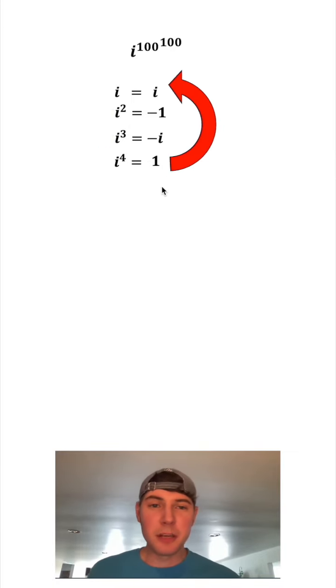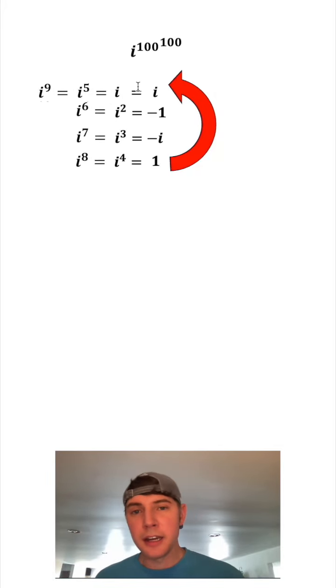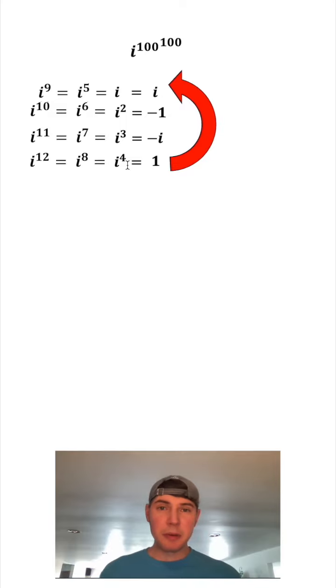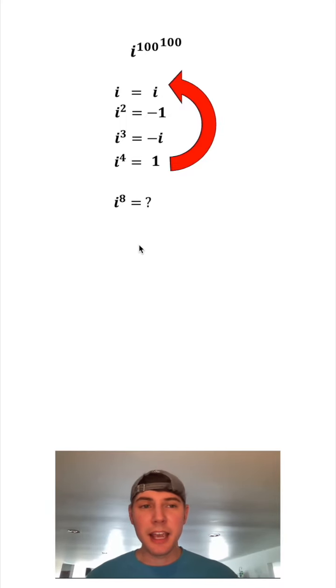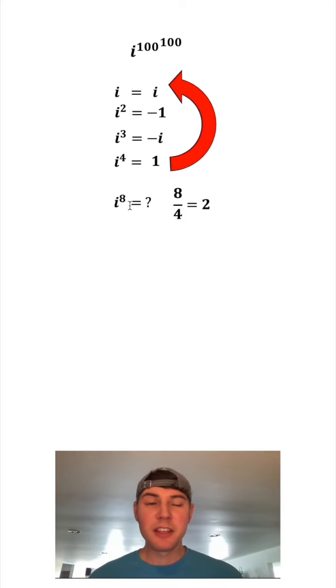And then this pattern is going to keep repeating. So i to the 5th would end up being equal to i, and then i to the 6, 7, 8, 9, 10, 11, 12. And it just keeps repeating every 4. So if we have something like i to the 8th, if we take that exponent and divide it by 4, and it's equal to a whole number 2, we know that this i to the 8 just went through the cycle twice and ended up at 1.